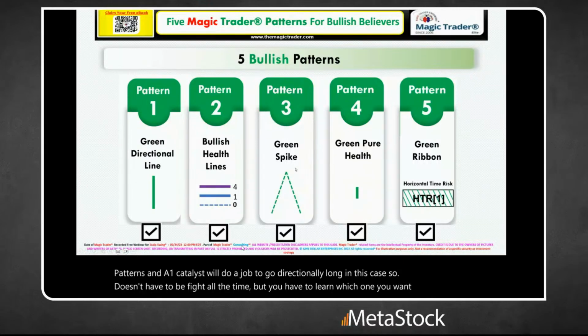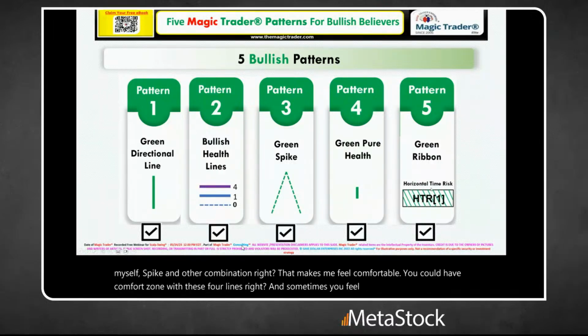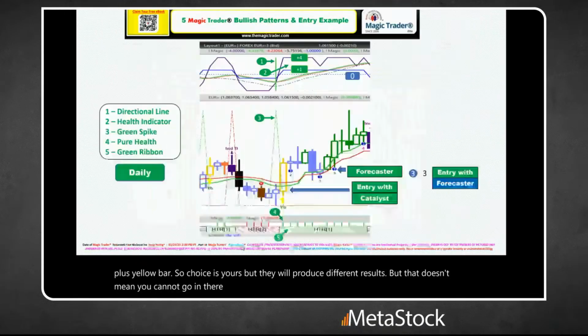I prefer myself spike and other combination, right? That makes me feel comfortable. You could have a comfort zone with these 4 lines, right? And sometimes you feel comfortable with these 2 plus the yellow bar. So the choice is yours, but they will produce different results. But that doesn't mean you cannot go in there. I just want to put it out there as we have more time today.